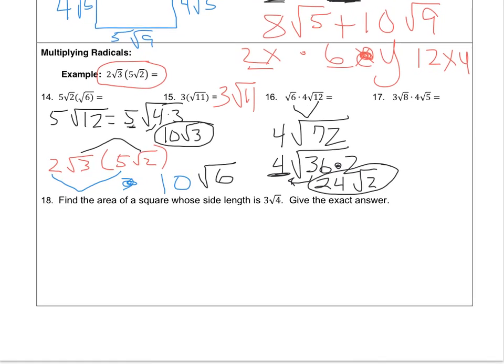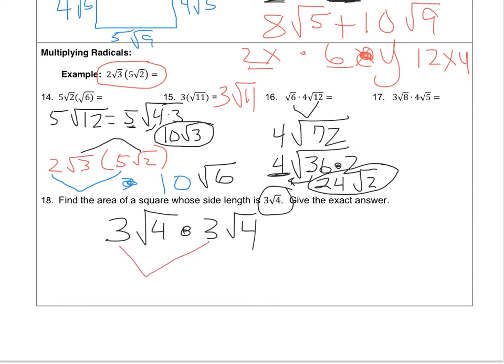Find the area of a square whose side length is 3 square root of 4. Well, remember, how do you find the area of a square? Well, the way you find the area of a square is you just go side times side, right? So, all of our sides are 3 square root of 4. So, what we're going to do is we're going to go 3 square root of 4 times 3 times the square root of 4.